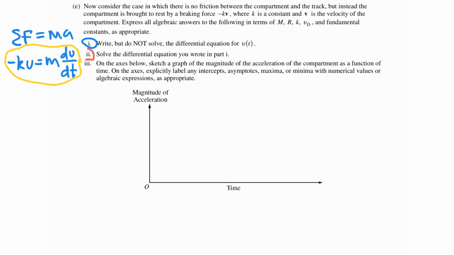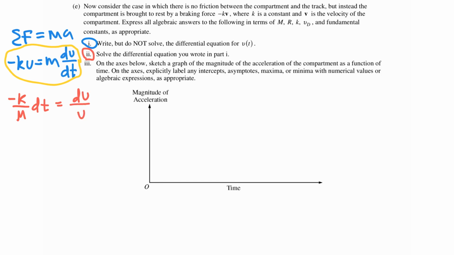For part 2, it says to solve that differential equation that we just wrote. And so in order to do that, we need to use separation of variables. And so I'm going to put all my constants and the dt on the left-hand side, and I'm going to put the v on the right-hand side with the dv. And when we do that, we should get minus k over m times dt is equal to dv divided by v.